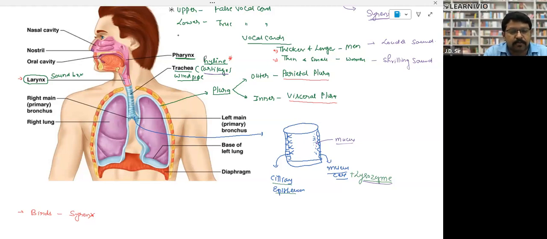Windpipe or trachea is made up of rings of hyaline cartilage, which are incomplete posteriorly. Full stop.